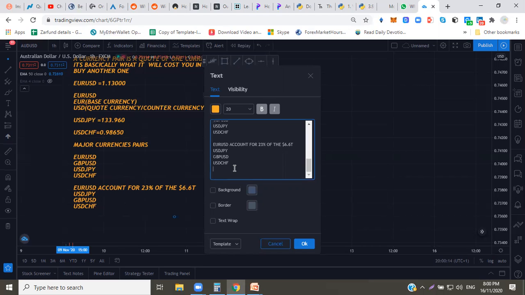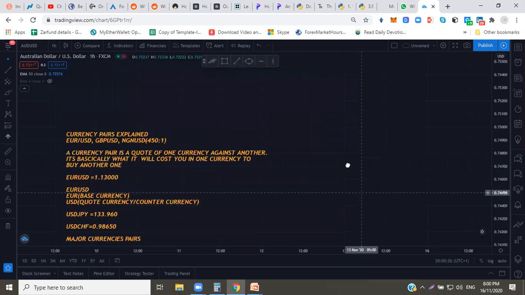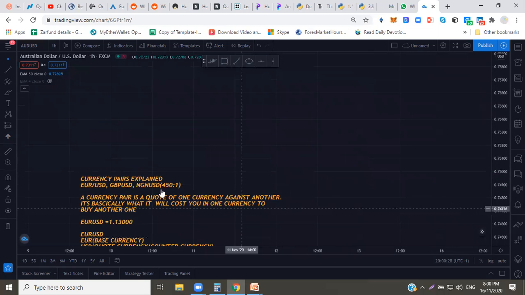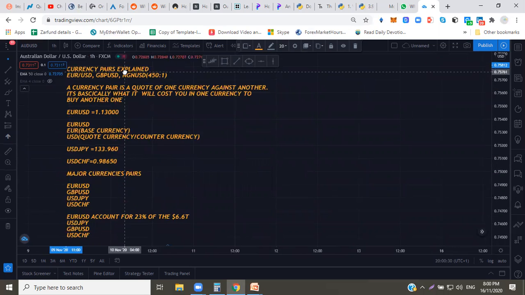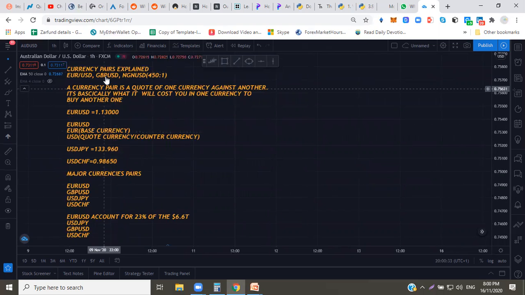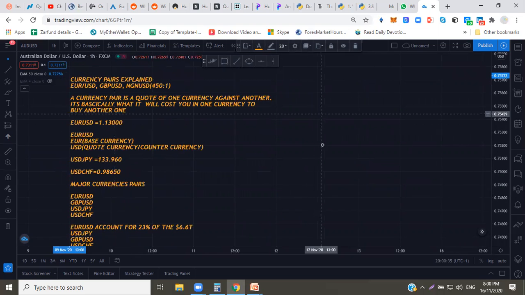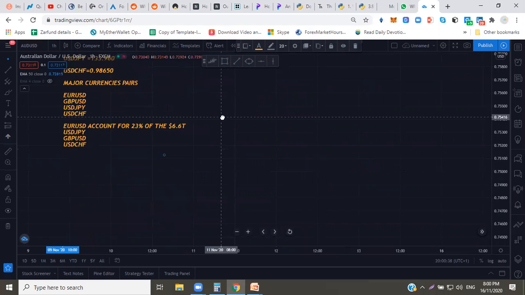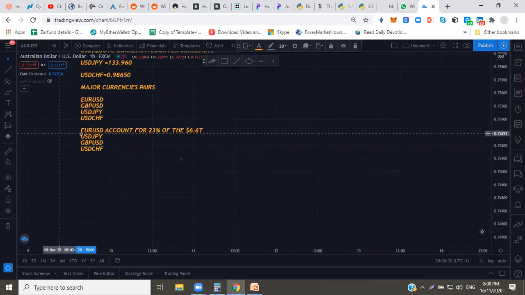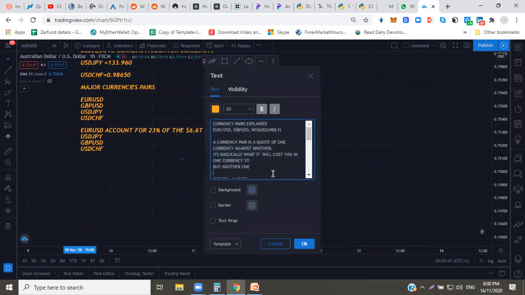Yes. So those are the major ones, and then there's what we call commodity pairs. These are the major pairs. Let me shift this up a bit. So these are the major pairs. Then there are the commodity pairs.